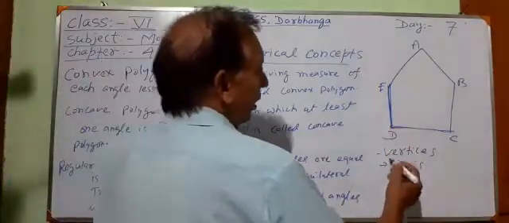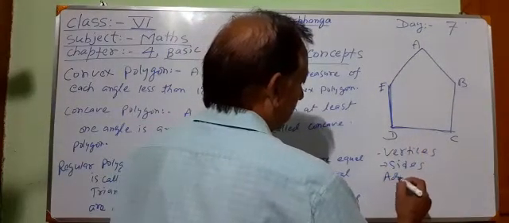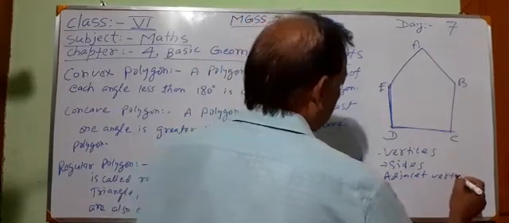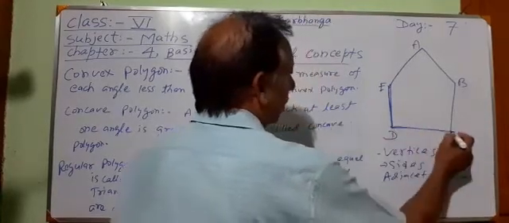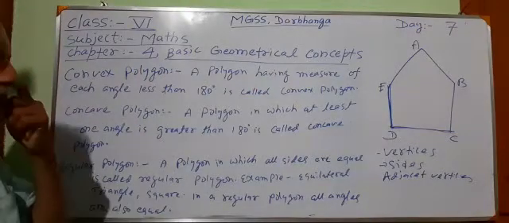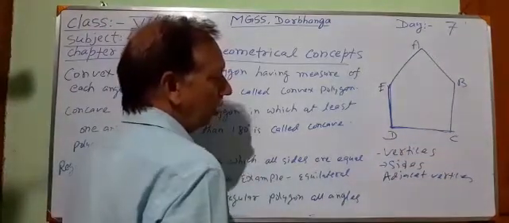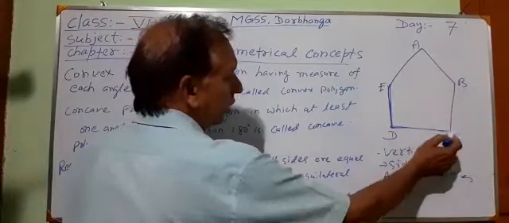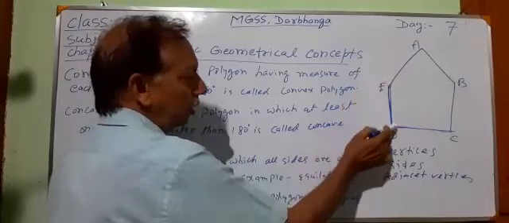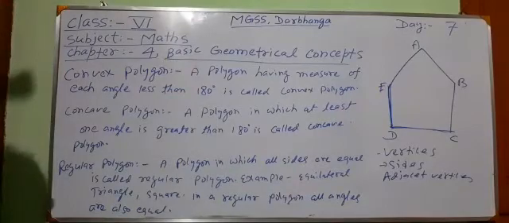Then adjacent vertices. The two ends of the same side are known as adjacent vertices. For example, B and C are the ends of a side, so B and C are adjacent vertices. E and D: E is one end, D is the other end of the same side. So E and D are adjacent vertices of a polygon.